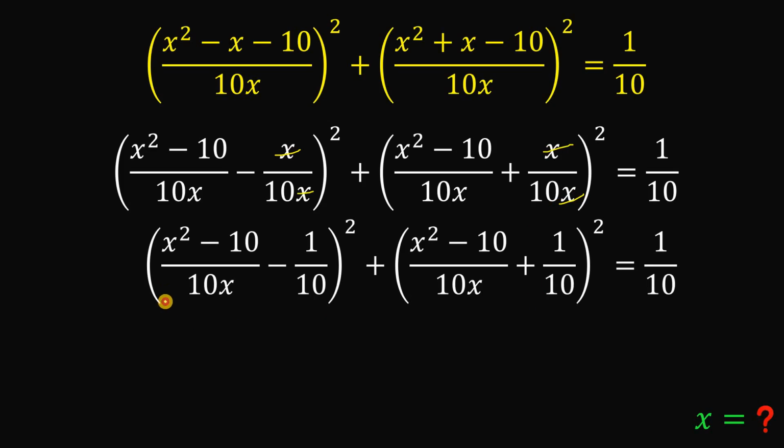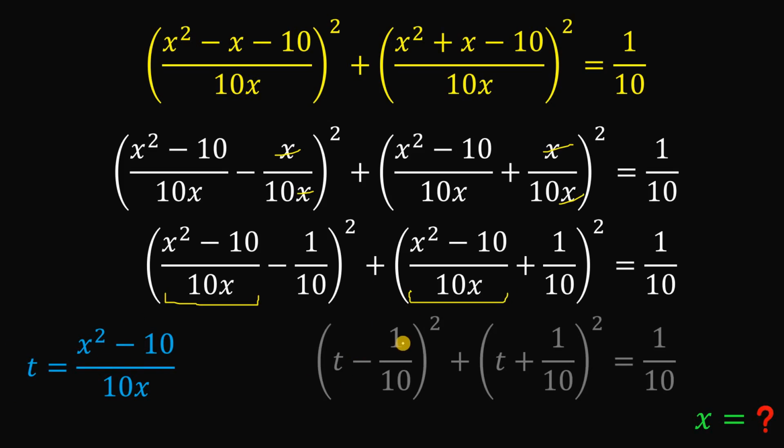Now from here, we have two terms that are the same thing, so why not replace this with another variable, and let's call this t. So let t be equal to x squared minus 10 over 10x. So our equation now becomes (t minus 1 over 10) raised to the power of 2 plus (t plus 1 over 10) raised to the power of 2 equals 1 over 10. So this is now very simple.